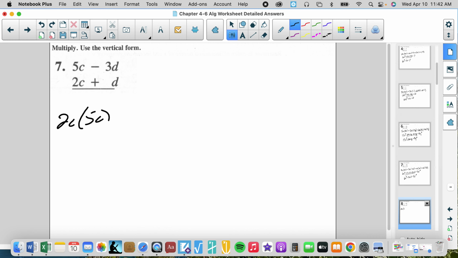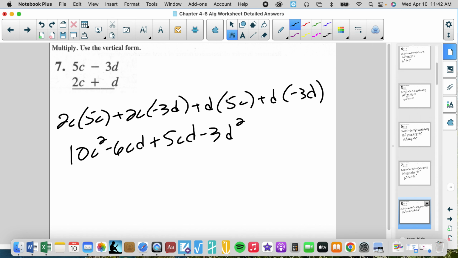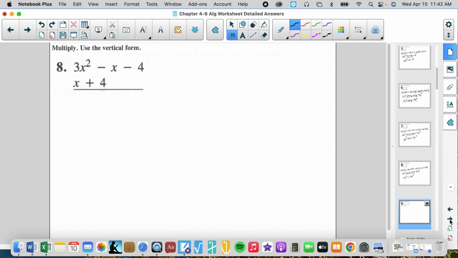2c times 5c plus 2c times negative 3d plus d times 5c plus d times negative 3d. 10c squared minus 6cd plus 5cd minus 3d squared. 10c squared minus cd, we don't write negative 1, minus 3d squared. We don't write the coefficient of 1.